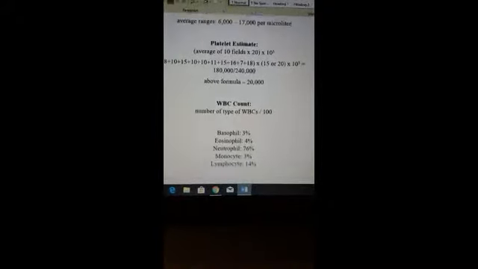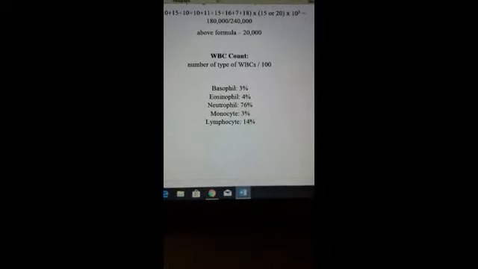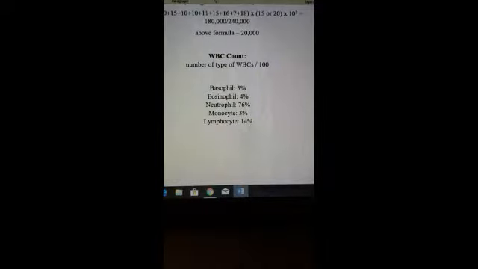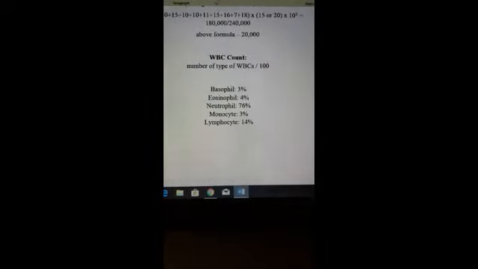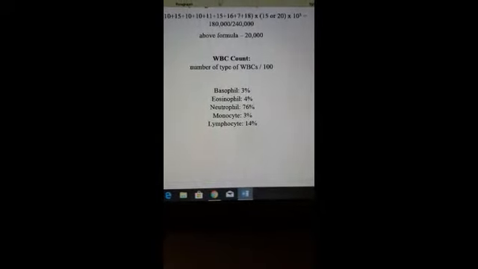So finally, we have our white blood cell count. We counted 100 white blood cells, and we used our counter app to categorize them to make sure we were counting how many basophils, how many eosinophils, etc. And what we then do, our formula, is to take the number of that type of white blood cell and divide it by 100. That is the percentage that you would get for your white blood cell count.